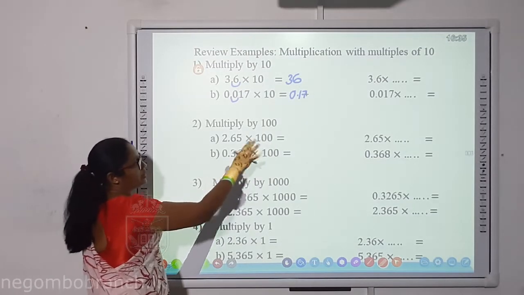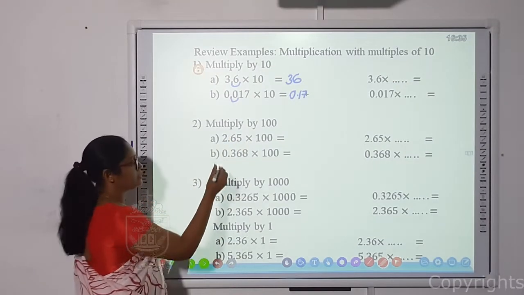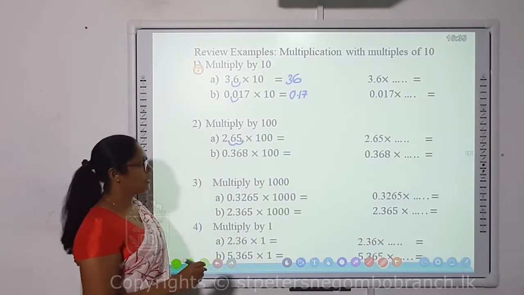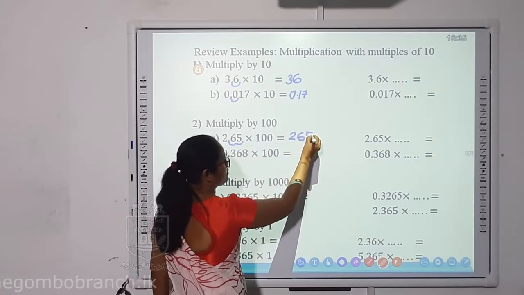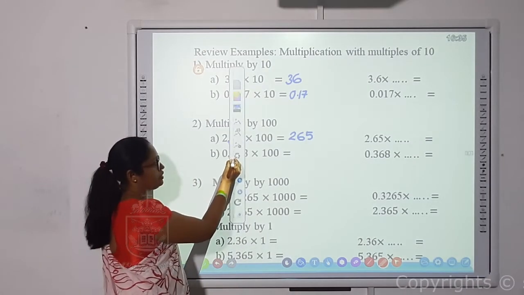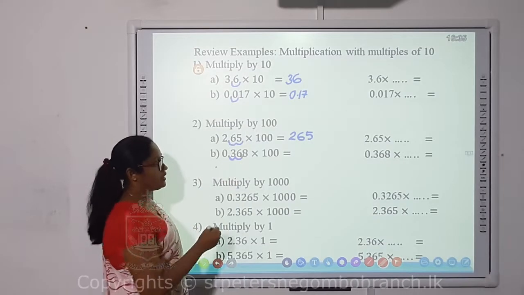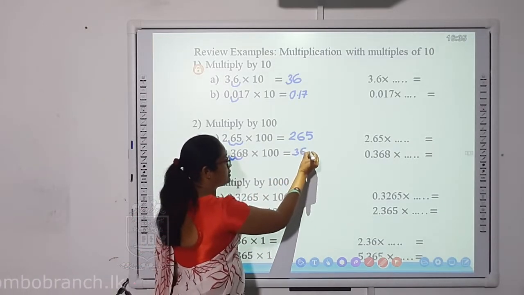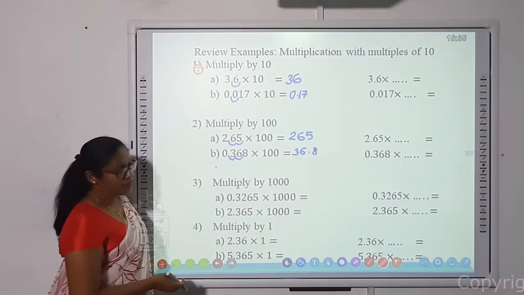When we multiply by 100, we should shift the decimal place to the right by 2 places. So 1, 2. The decimal place comes after 5. That means the answer is 265. And the second one is also the same. We shift this one 1, 2. So the answer is 36.8. And the third question, multiply by 1000.